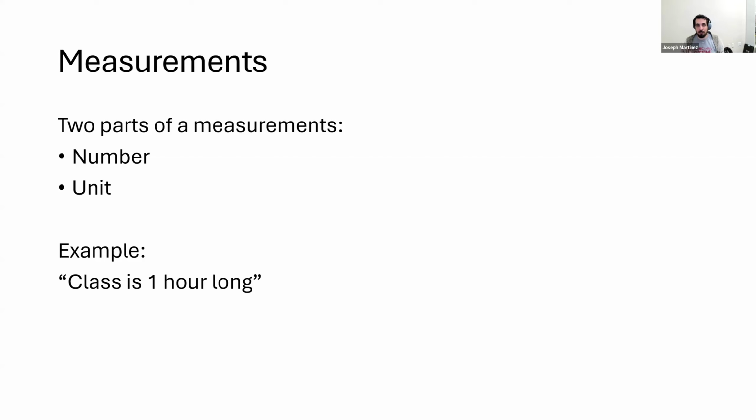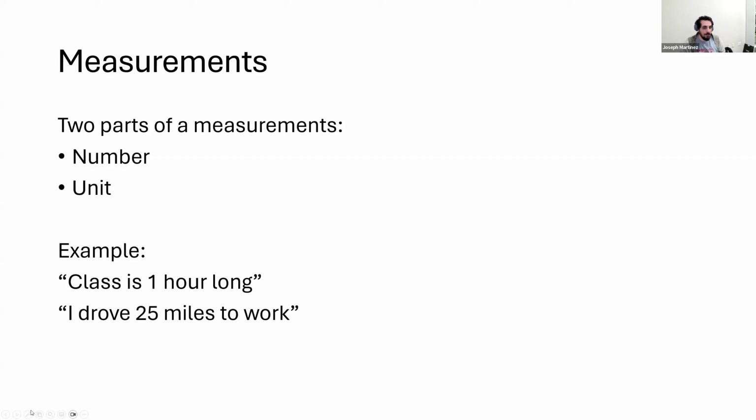The unit matters a great deal. We always want to make sure to include our units when we deal with our measurements. Always include a unit. If you don't have a unit, it's wrong. That's one of the most common places where students make mistakes, right? We look at another one.